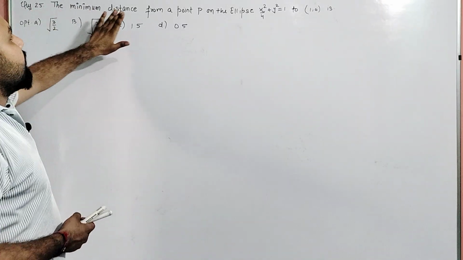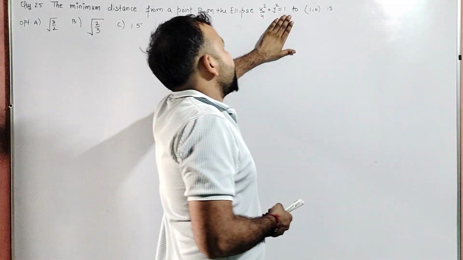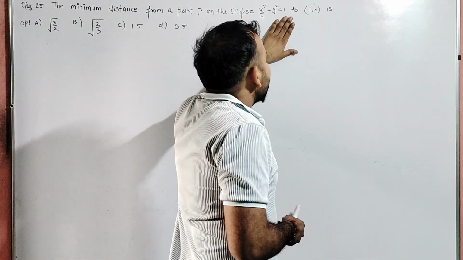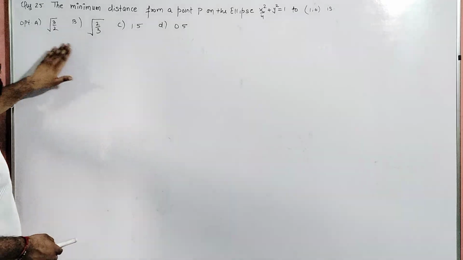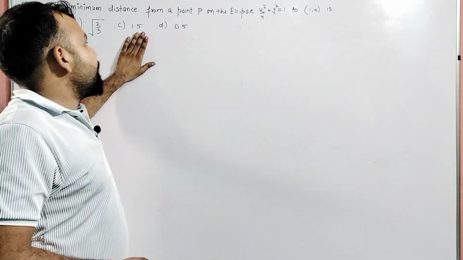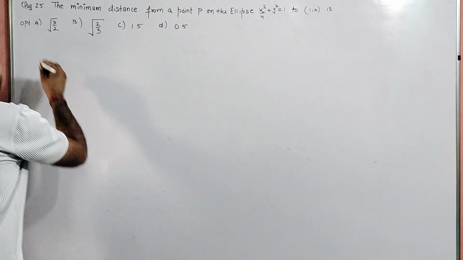The minimum distance from a point P on the ellipse x square by 4 plus y square equal 1 to (1, 0) is: root 3 by 2, root 2 by 3, 1.5 and 0.5. So student, these are the options.